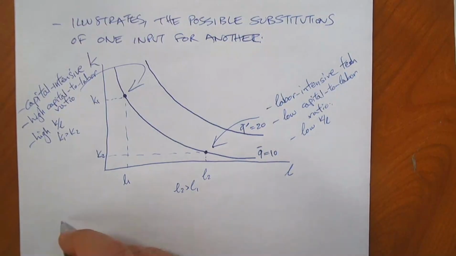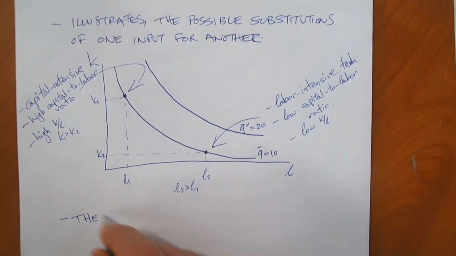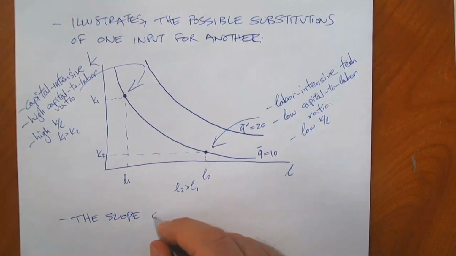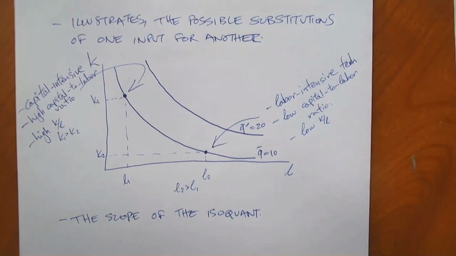I want to talk about the slope of those curves. So the slope of the isoquant, what does it show? You have the example of the marginal rate of substitution from consumer theory.